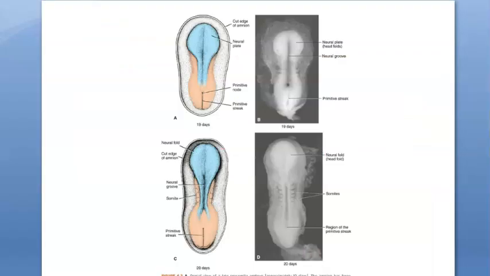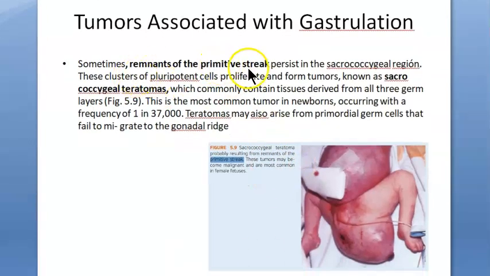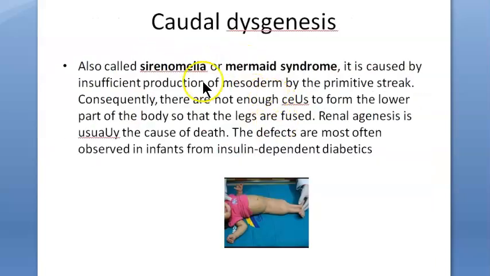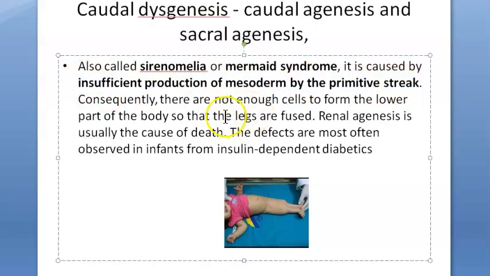In the end, you write one clinical anatomy, okay? Tumors associated with gastrulation. So what is there here? The remnants of the primitive streak can form a tumor, sacrococcygeal teratoma. Remnants of the primitive streak. Okay. Another condition is sirenomelia. Sirenomelia or mermaid syndrome. Insufficient production of mesoderm by the primitive streak. The legs are fused, guys. So it will give that mermaid kind of effect.